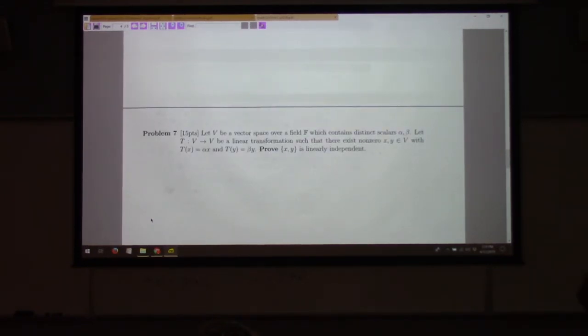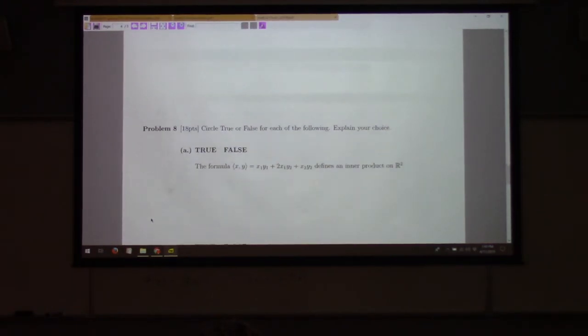Problem 7. I have V a vector space, distinct scalars alpha and beta, T a transformation such that there exist non-zero x and y with T of x is alpha x and T of y is beta y. Prove that x, y is linearly independent. Interesting. I don't remember this problem. I must have had a very creative mood that day.